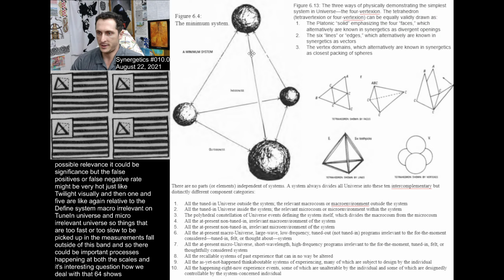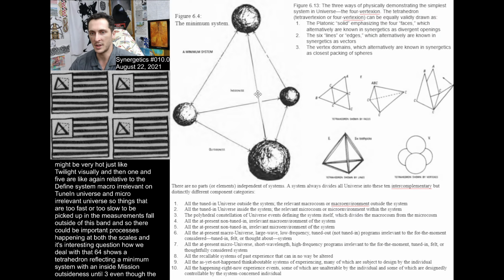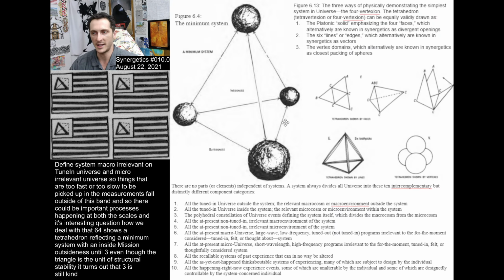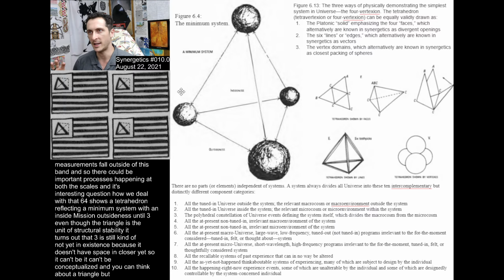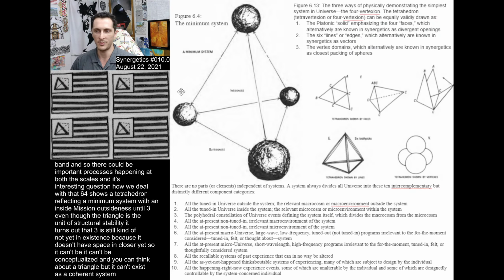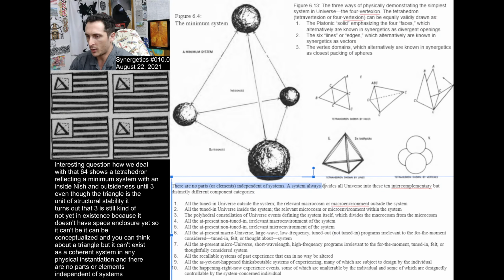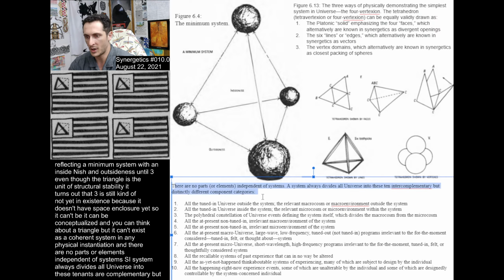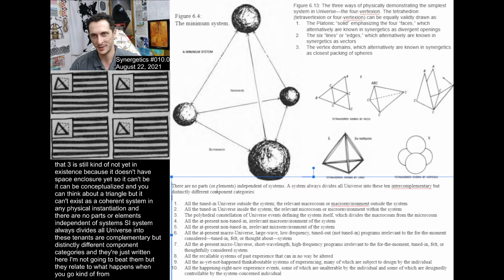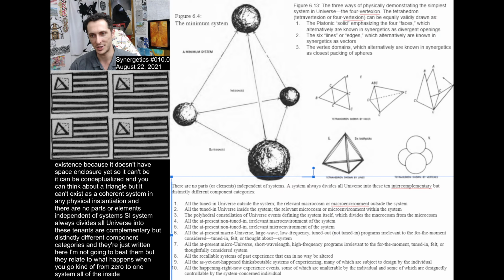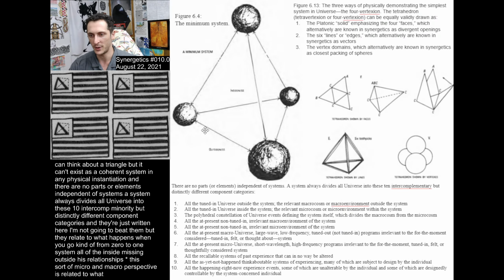6.4 shows a tetrahedron reflecting a minimum system with an insideness and outsideness. And so 3, even though the triangle is the unit of structural stability, it turns out that 3 is still kind of not yet in existence because it doesn't have space enclosure yet. So it can be conceptualized, and you can think about a triangle, but it can't exist as a coherent system in any physical instantiation. And there are no parts or elements independent of systems. A system always divides all universe into these 10 intercomplementary but distinctly different component categories. And they're just written here. I'm not going to read them, but they relate to what happens when you go kind of from 0 to 1 system. All of the insideness and outsideness relationships multiplied by this sort of micro and macro perspective is related to what these points are in 6.4.